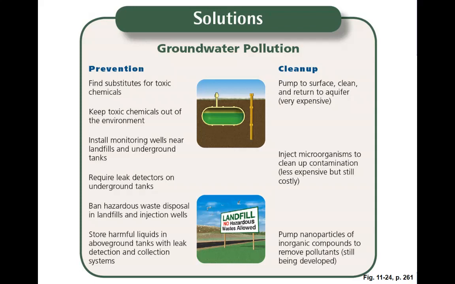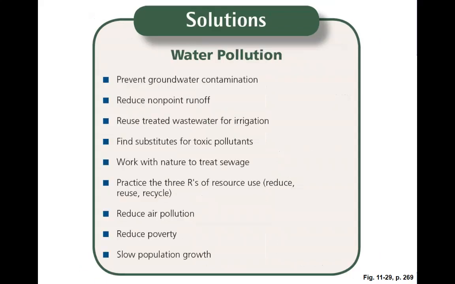So again, I just can't overemphasize, prevention is preferable to cleanup and far more effective. So what can you do? When we start thinking about this, we need to prevent groundwater contamination by reducing non-point runoff. If you work on a farm or know somebody who does, think about how often we use pesticides or fertilizer and how much and what time of year, and are we on a slope down towards a drainage that goes into a particular watershed. Find substitutes whenever possible for toxic pollutants.